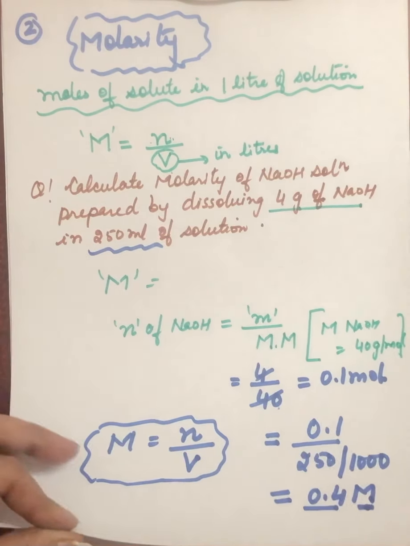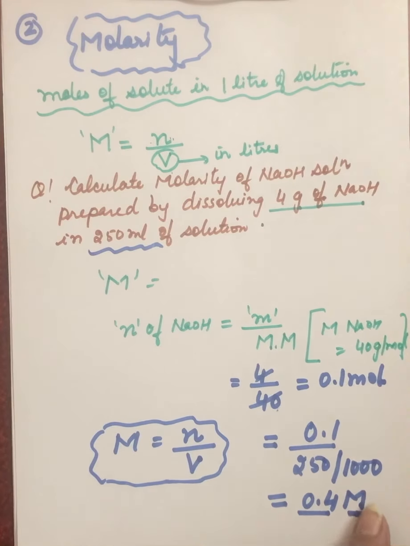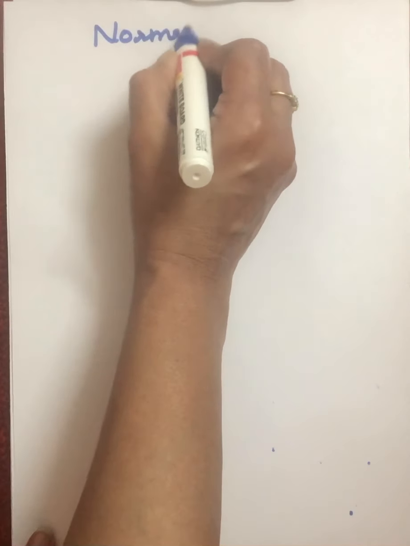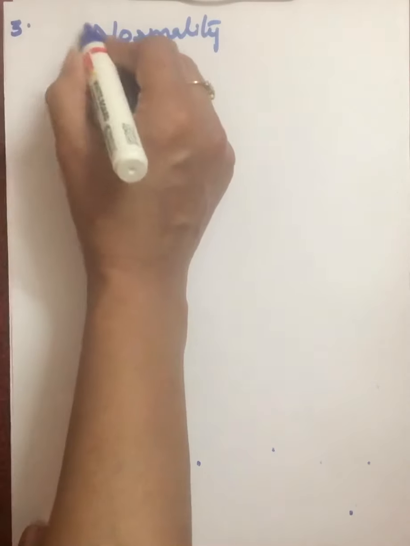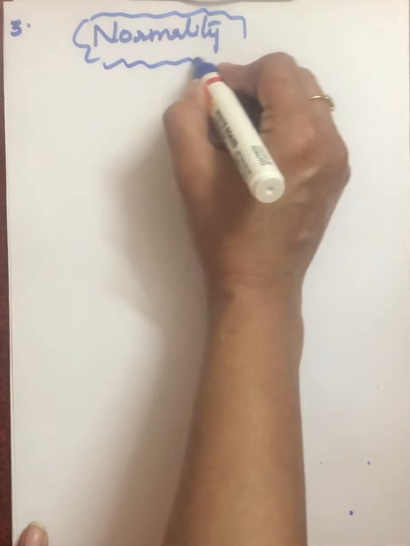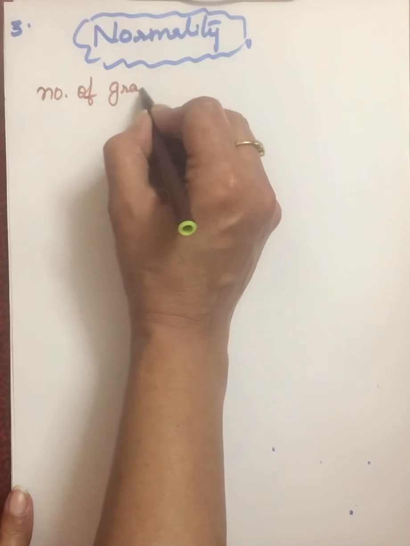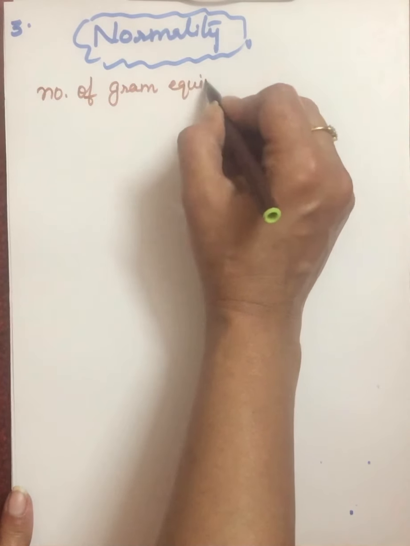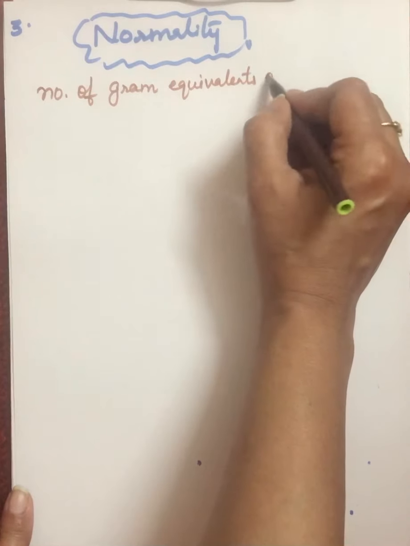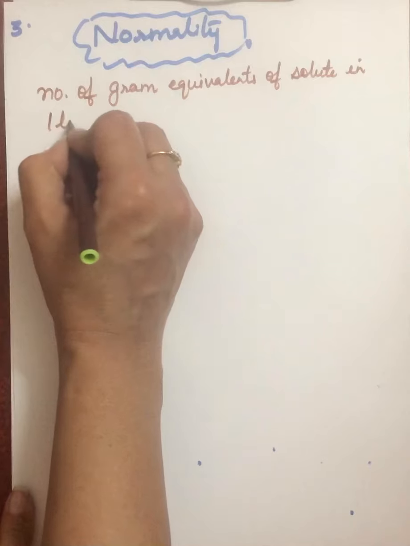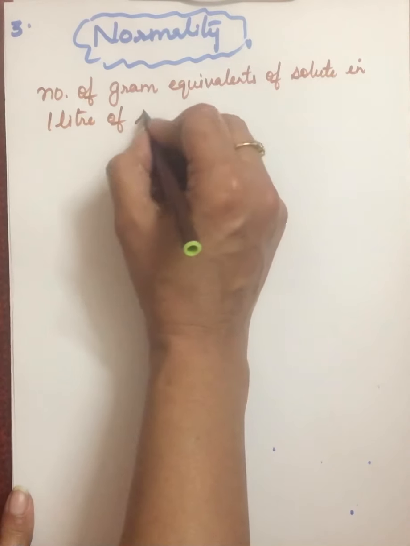After molarity, now we are moving on to the next term, next way to express the concentration, and that is the normality. The third term is the normality. Now what is normality? Normality means number of gram equivalents of a solute in 1 liter of solution.